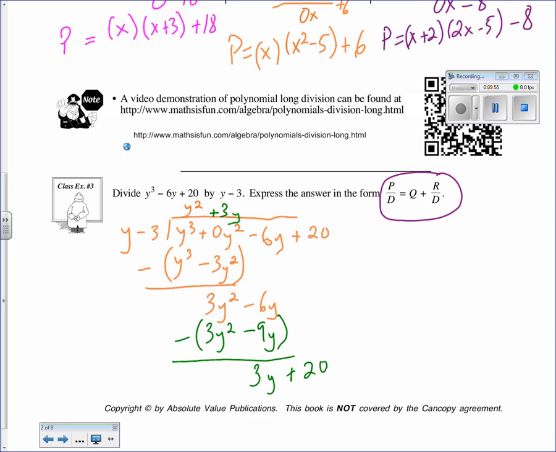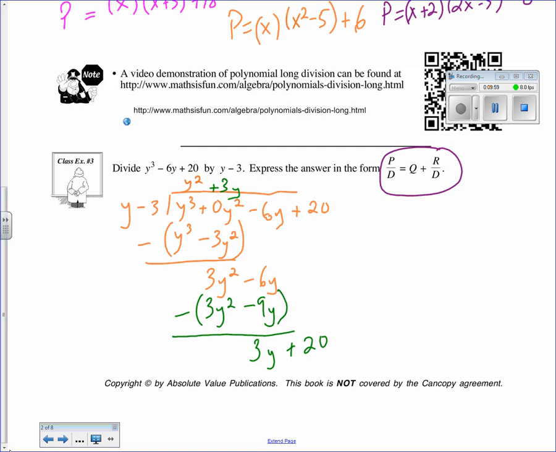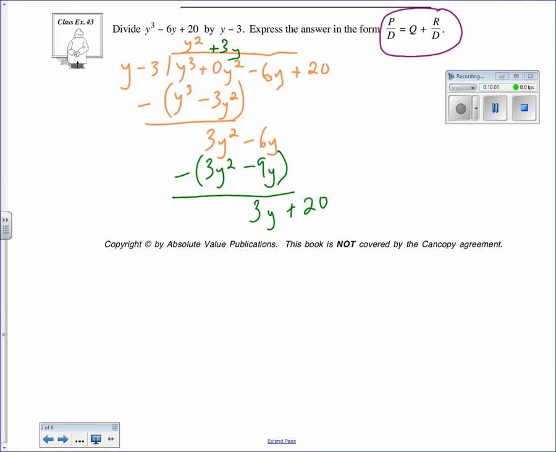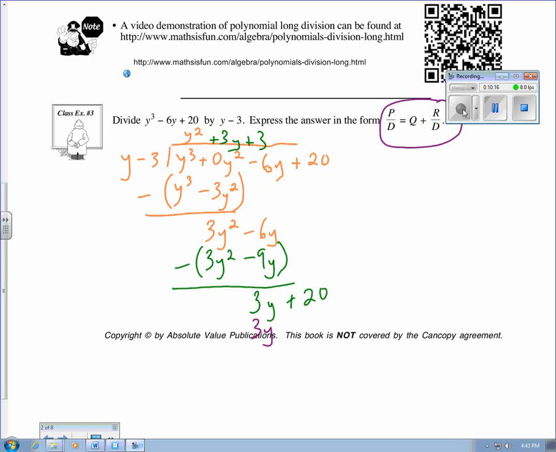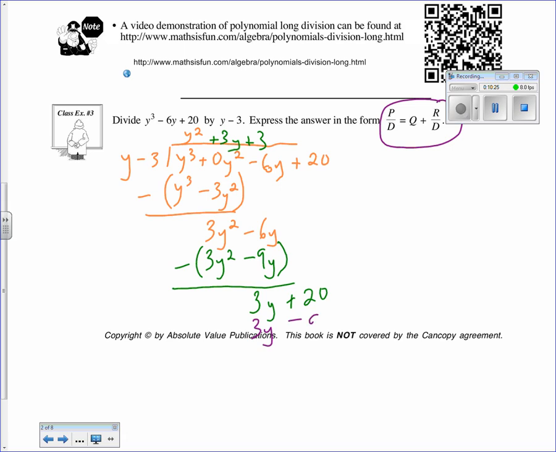I've got to make my paper a little bit longer. So now a 3y needs to be generated. That's a plus 3 up there. I'll change color for you. So 3 times y is 3y, and 3 times minus 3 is minus 9.